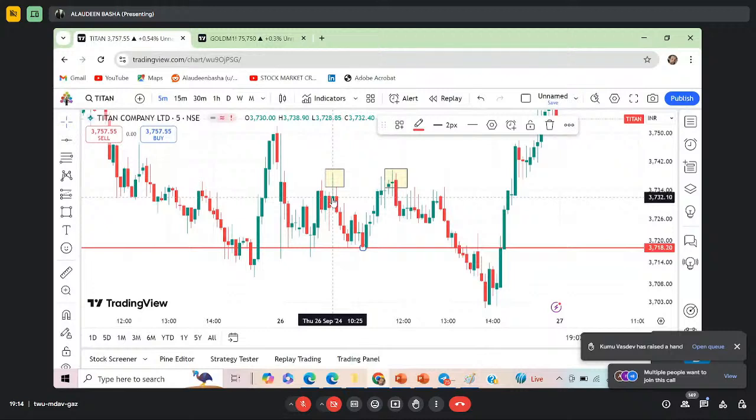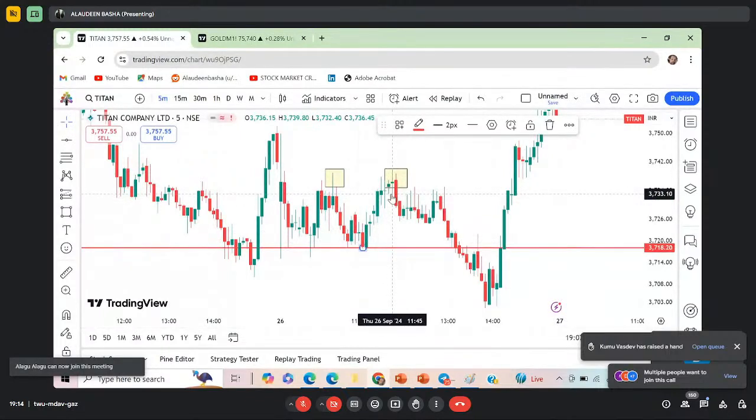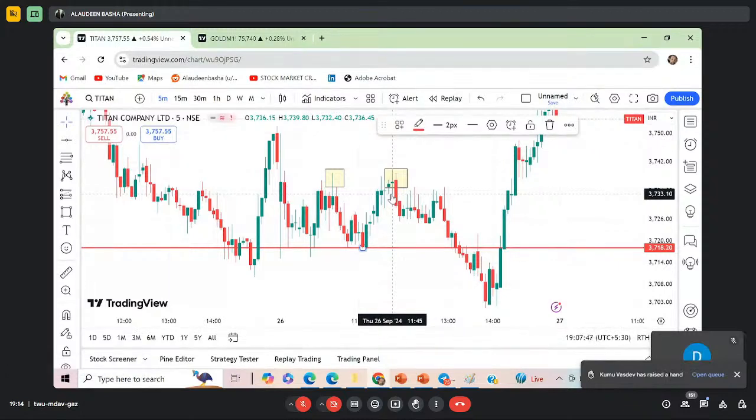What is the high value of Titan? Anyone from the participants? It is 3,738 at 10:25. After that, it goes down and trades at some low values, and again it rolls back and reaches almost the same price, 3,739, at 11:45. It takes from 10:25 to 11:45, almost 1.5 hours, to reach the same price again.